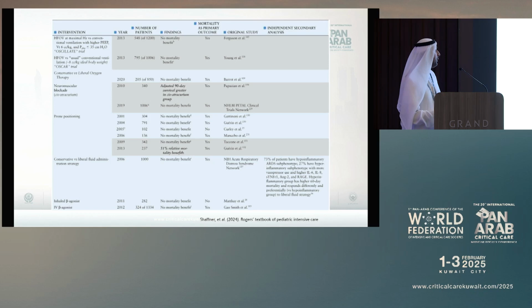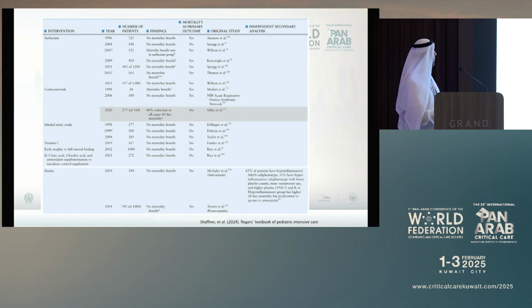Prone positioning in pediatric, no benefit. In adult, there is benefit in 2013, adult ARDS. But we are talking about pediatric ARDS. Fluid, no benefit. Surfactant, no benefit. Steroid, no benefit, except this is COVID ARDS.